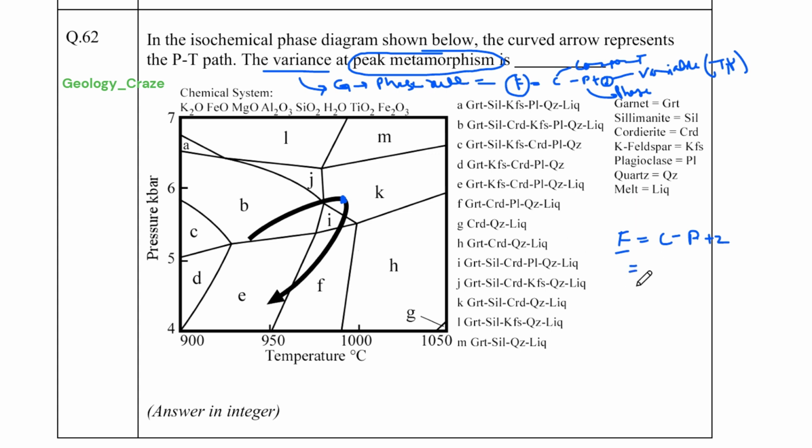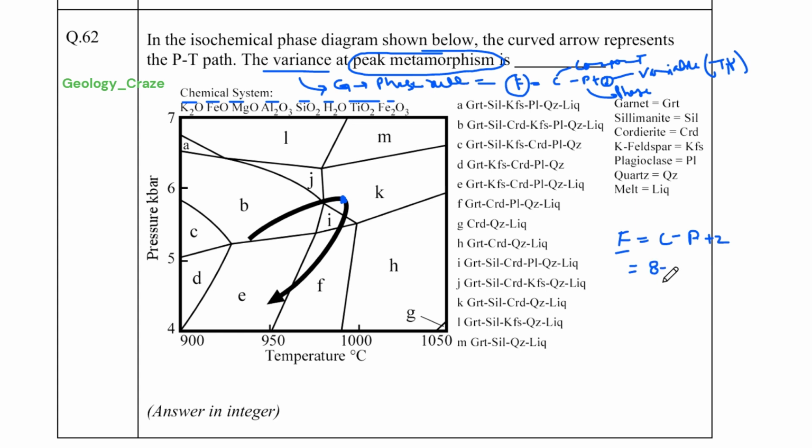For this we need C, the components. Components are these chemical system components: CO2 is one component, FeO is another. So how many? 1, 2, 3, 4, 5, 6, 7, 8. So a total of 8 components are there.